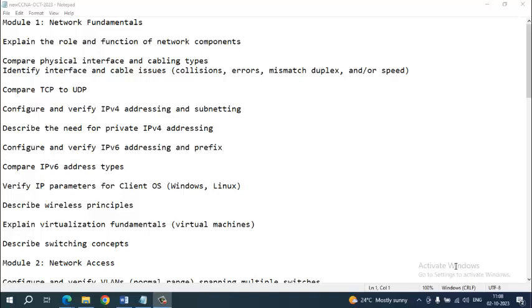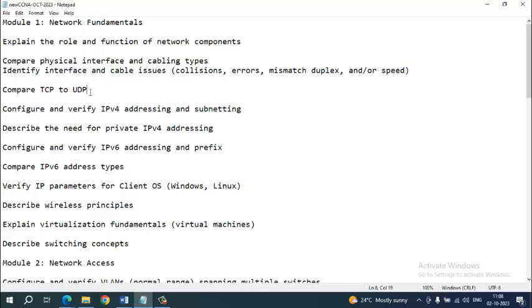So what we are going to see in our CCNA new syllabus is, let's see the whole syllabus. Module 1, we are going to learn network fundamentals, where we are going to see the components and the roles of various network components, and then the cabling, infrastructure, and so on. We'll talk about the collision domain, broadcast domain, some common errors, a duplex mismatch, speed, all those stuff.